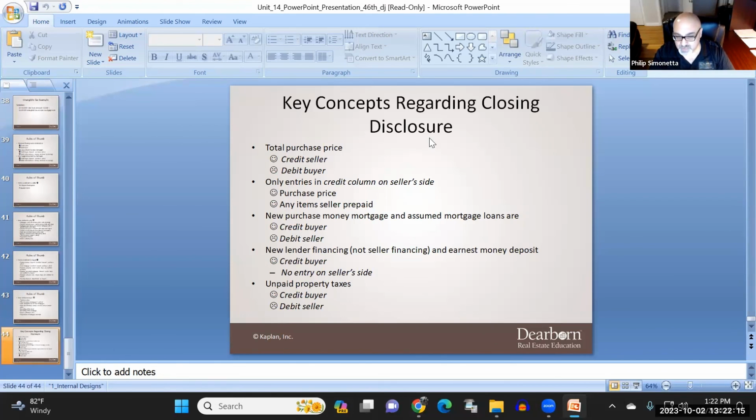And then the new purchase money mortgage and assumed mortgage loans are a credit to the buyer and a debit to the seller, because that's when the seller's money is involved in the financing. New lender financing, not seller financing, and earnest money deposits are only a credit to the buyer, with no entry on the seller side. Unpaid property taxes are a credit to the buyer and a debit to the seller.